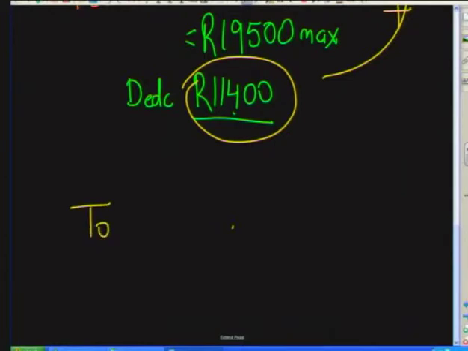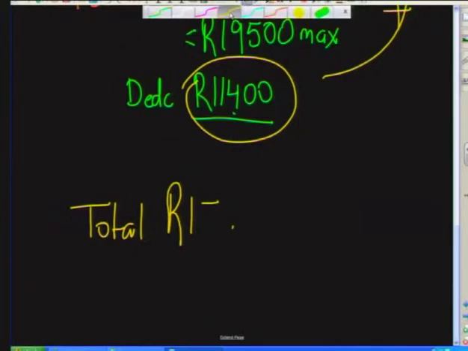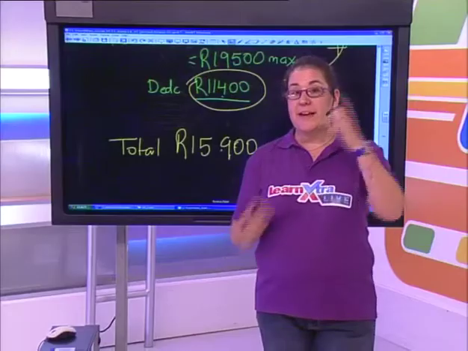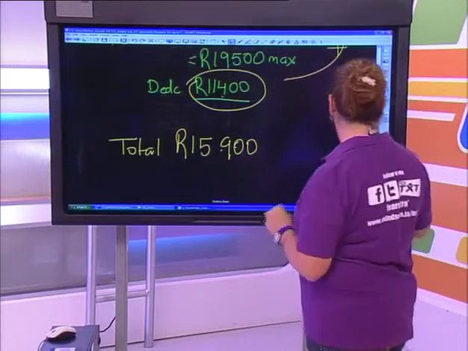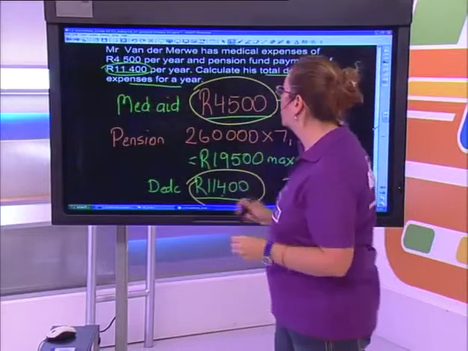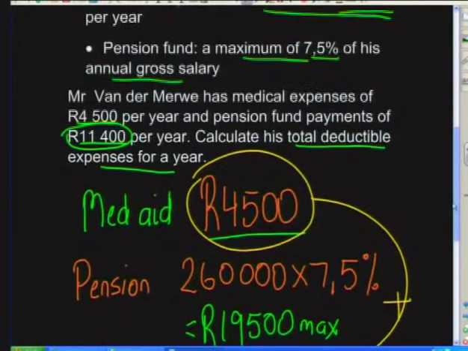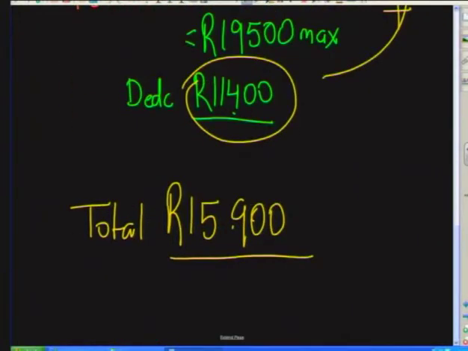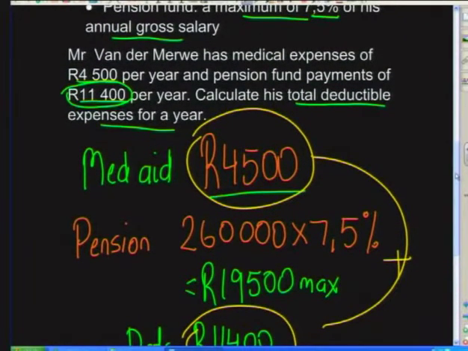The total was 15,900. That's the total deductions. Now, I've been doing so many calculations that I've forgotten exactly what the question asked. I'm going to go back and check. And this is something I do regularly, and I'm hoping that you do too, to check that you've actually answered what they're asking you. So it says calculate his total deductible expenses for the year. So we've got his pension and his medical aid. Deductible expenses. So let's move on to the next question.